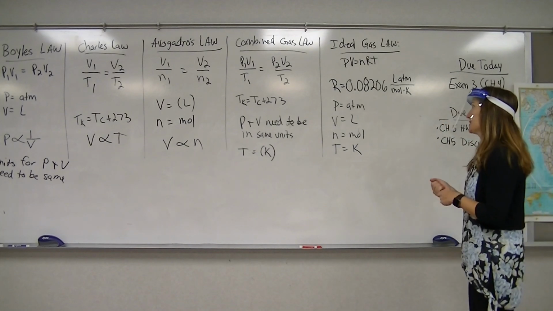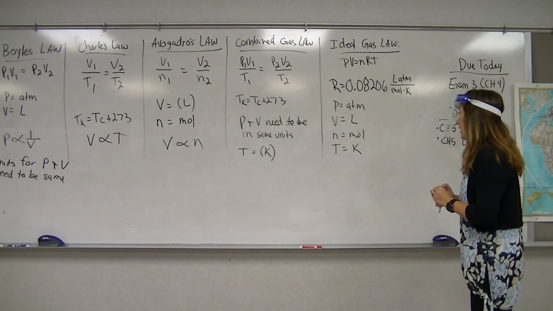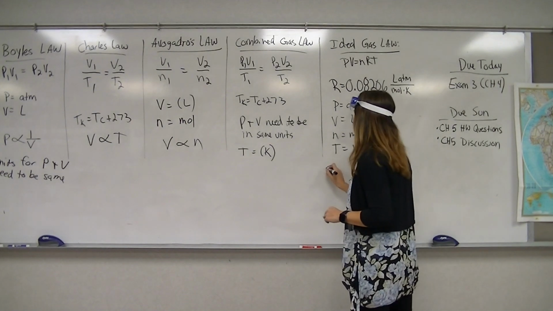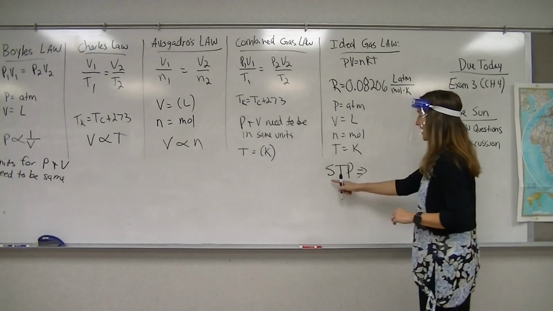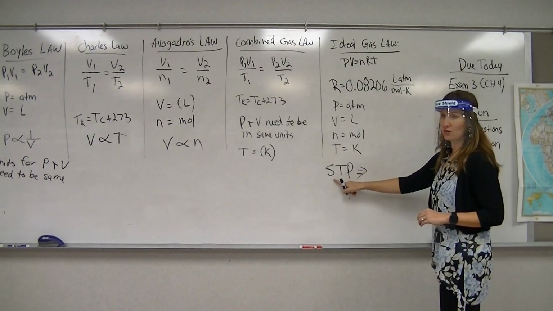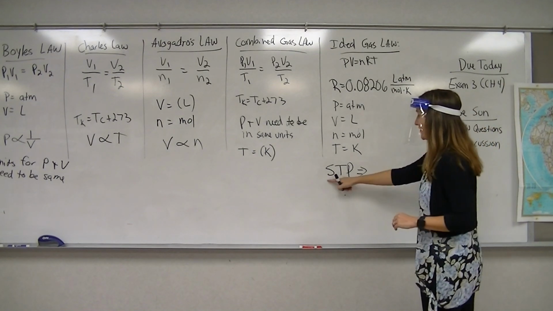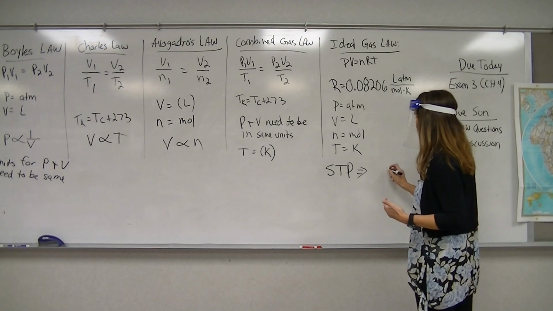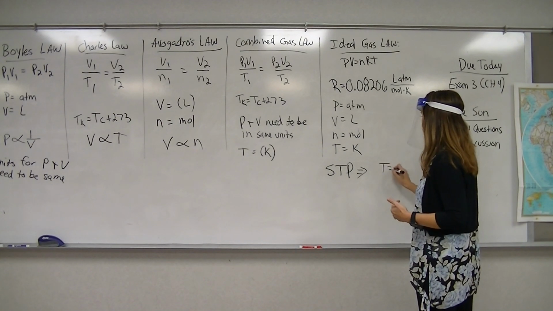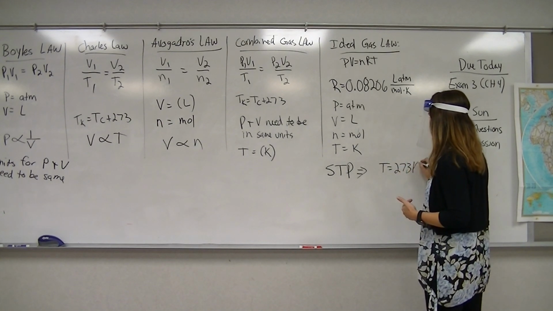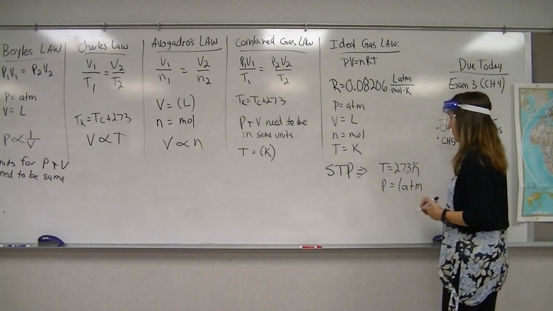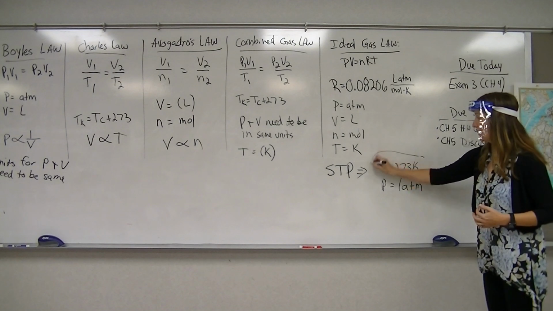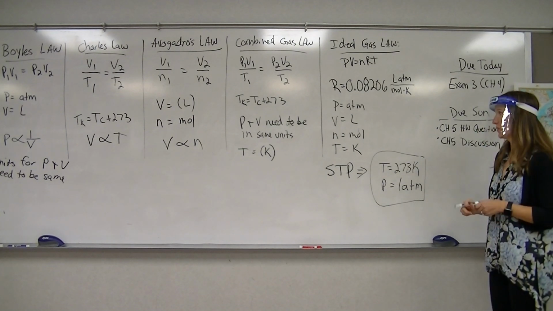Oftentimes too, when we see this equation or other equations, they'll often be under STP conditions. And I talk about this in the PowerPoints. So what STP means is standard temperature and pressure. So when they say the words STP in a question, they're giving you the temperature. They're saying it's 273 Kelvin, and they're giving you the pressure, saying that it is 1 ATM. So by saying STP, they give you two variables, just with those letters.